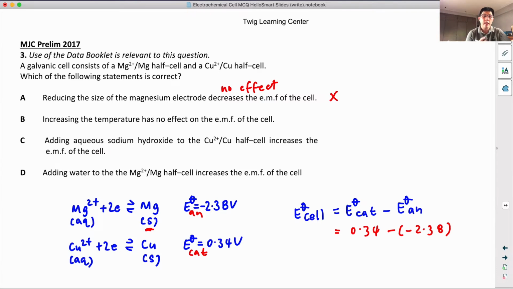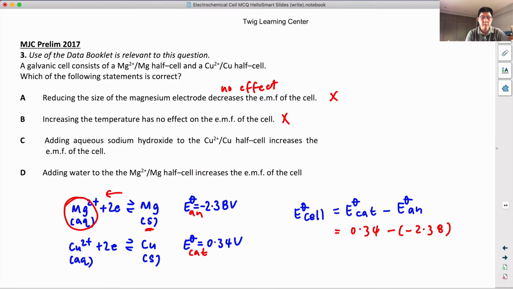of the cell. Okay, if you increase the temperature, you can actually end up producing more aqueous ions. All right, so if I increase the temperature, there will actually be more aqueous ions. So equilibrium will shift, and that will actually affect the EMF. So I would say this is definitely wrong, because increasing temperature will create more ions. So for example, with increased temperature, there'll be more aqueous magnesium 2+ ions, so the E anode will be affected.